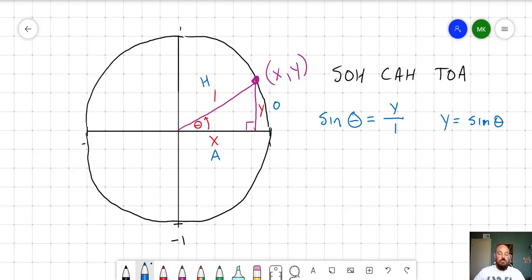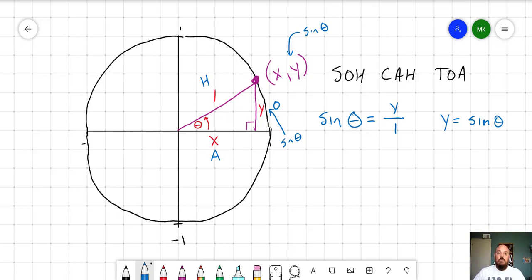Now, y represents two things. It represents the vertical side of the triangle. So now all of a sudden this y right here is sine theta. But probably more importantly, it represents the y component of our point.